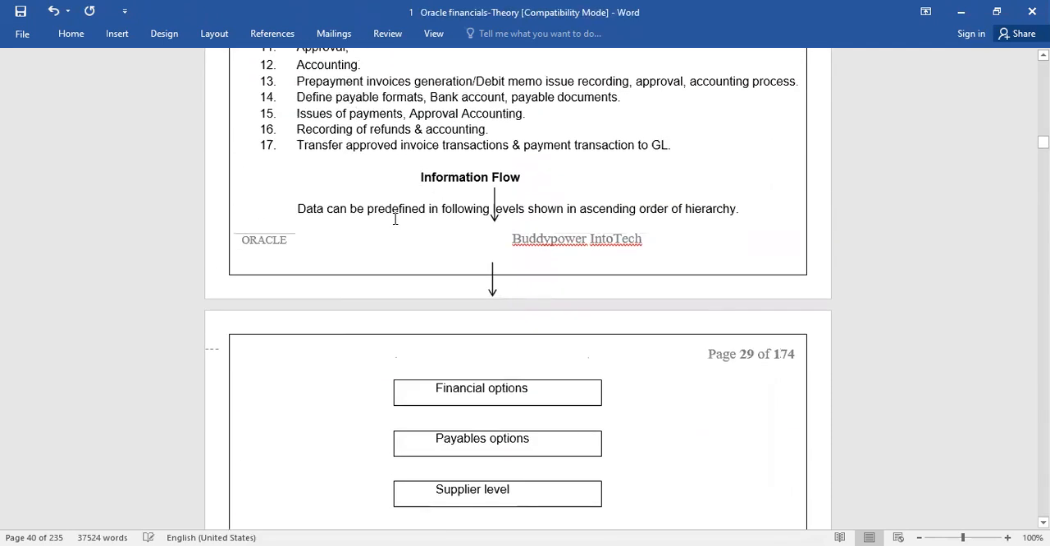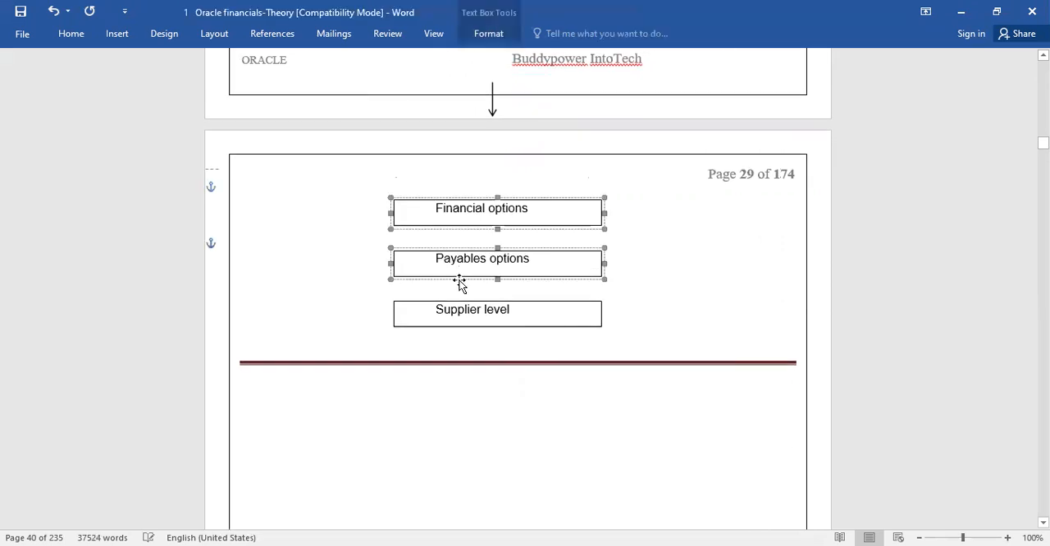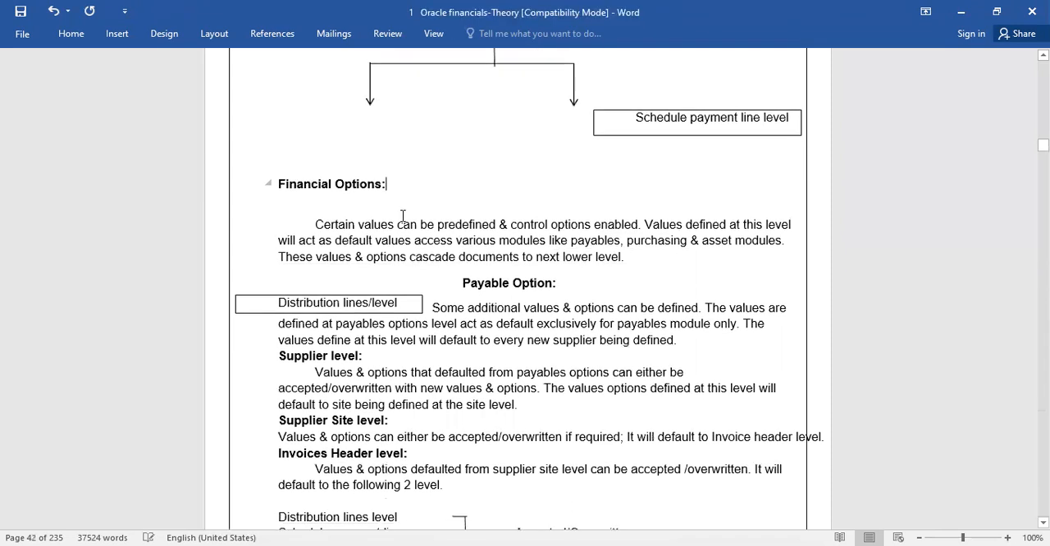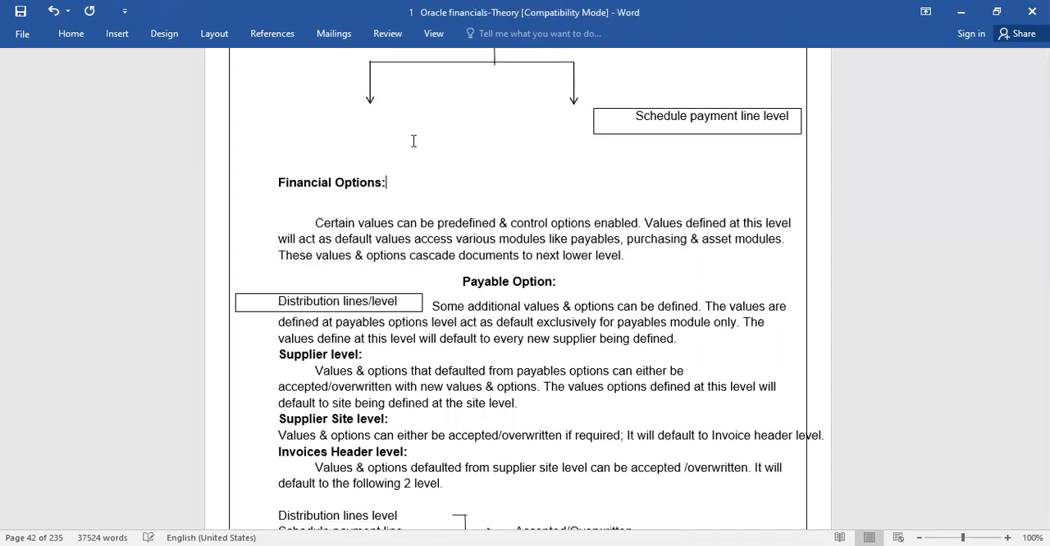There is information on how the financial option, payables option, and supplier site work. What is the financial option? This is a big topic. We'll see it in our next video. Hope everything is going fine so far.